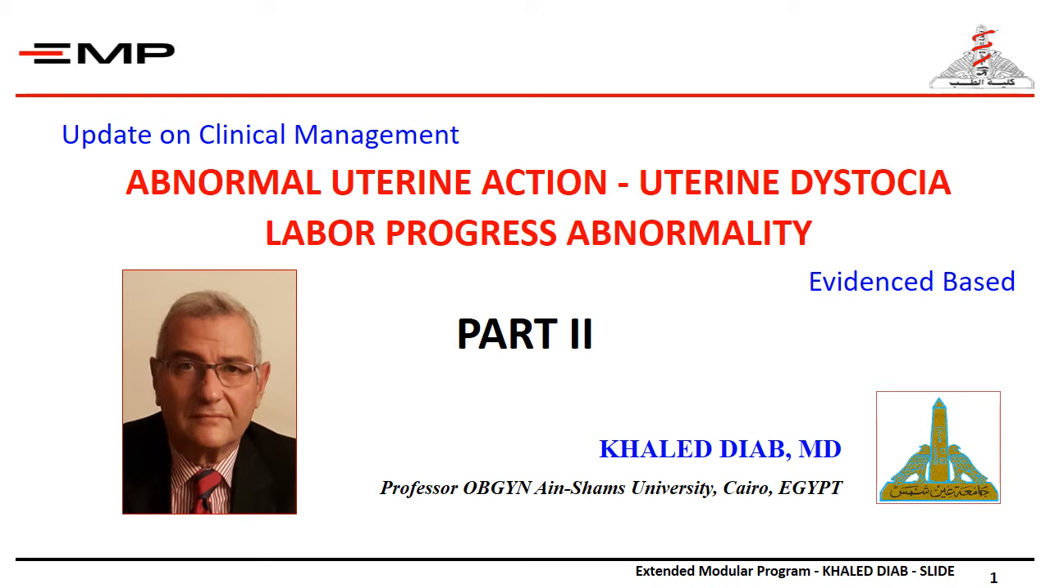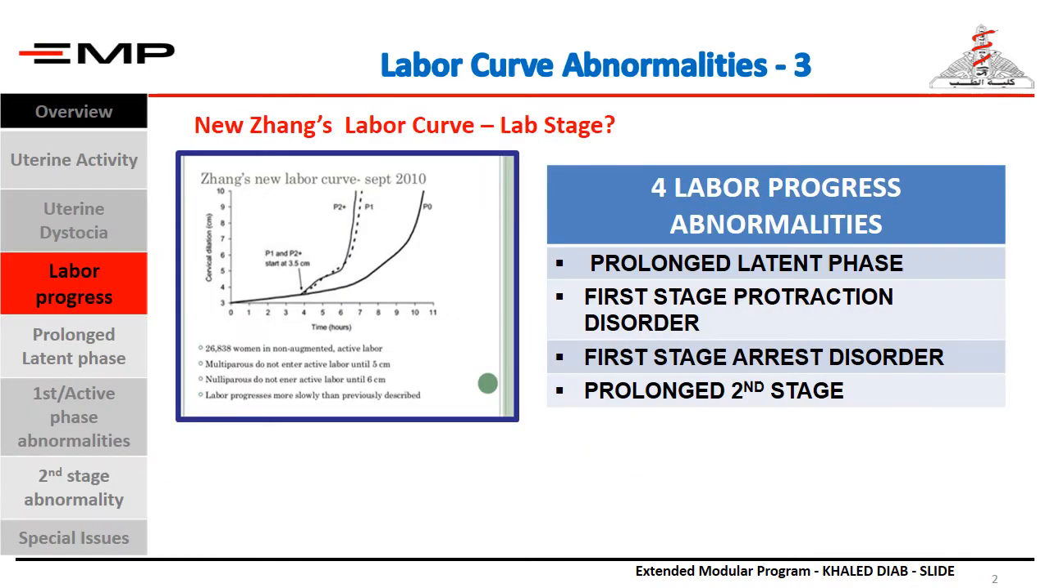I will continue with you the second part of my recorded lecture titled Abnormal Uterine Action, Uterine Dystocia, and Labor Progress Abnormality. In the first part, we mentioned the 4 new labor progress abnormalities according to Zhang's new labor curve. In the second part, we will start discussing each one in detail.